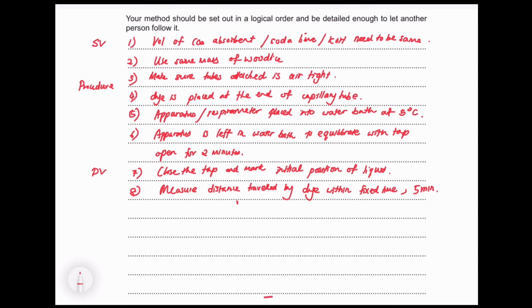After you're done with this, we are going to talk about reliability. How do we ensure that the experiment is reliable? So we know that we are supposed to repeat the experiment. The experiment is repeated 3 times and take the mean.